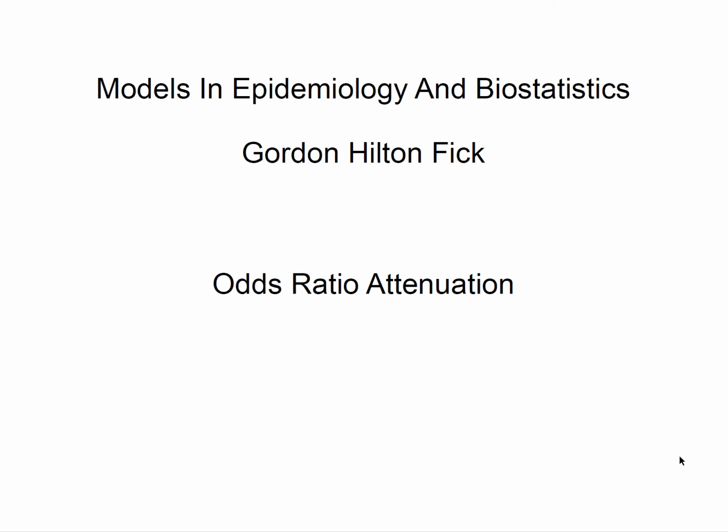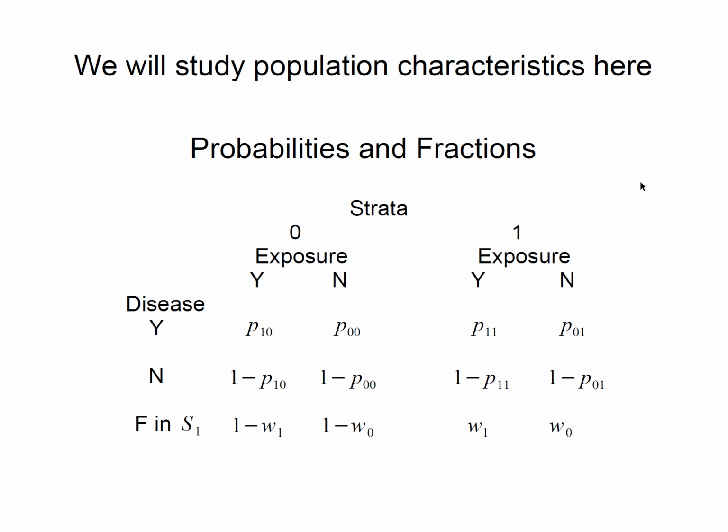That's the plan. So to discuss the topic of odds ratio attenuation, we're going to go back to the simplest scenario that gives us these challenges. And that is the case where there are two 2x2 tables. And for this session, we're going to be looking at strictly population characteristics. We're going to have probabilities and fractions.